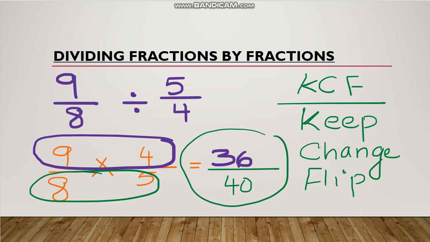Whenever we are given two fractions to divide them, the formula that has to be kept in mind is KCF. K means keep the first fraction exactly same. C means change the division sign into a multiplication sign. And F means flip. The second fraction has to be flipped. The bottom, that is the denominator, becomes the numerator, and the numerator becomes the denominator.